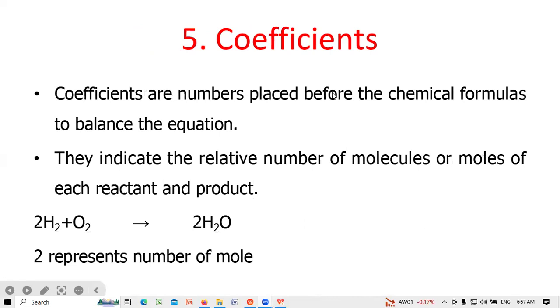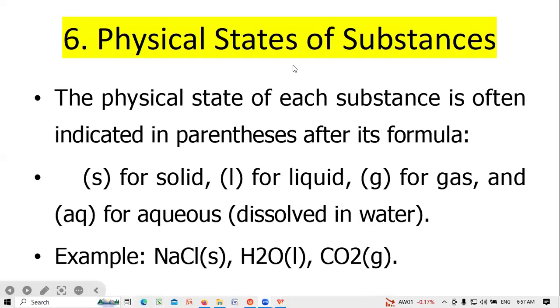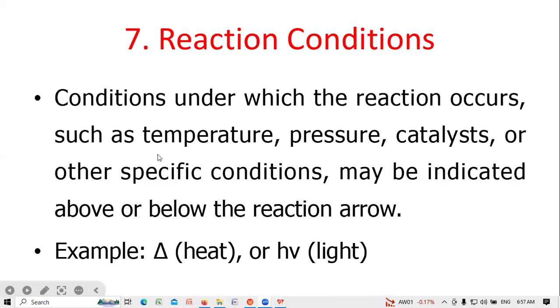Coefficients are numbers placed before the chemical formulas to balance the equation. They indicate the relative number of molecules or moles of each reactant and product. For example, hydrogen, oxygen, water to represent the number of moles. Physical states of the substance: the physical state of each substance is often indicated in parentheses after its formula. S for solid, L for liquid, G for gas, and Aq for aqueous, dissolved in water. For example, NaCl solid, H2O liquid, and carbon dioxide gas.